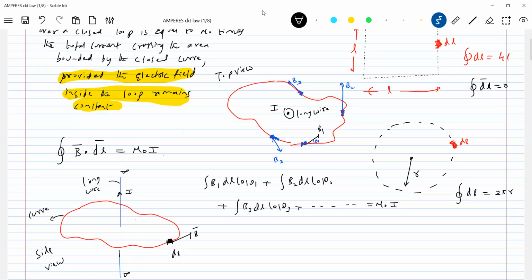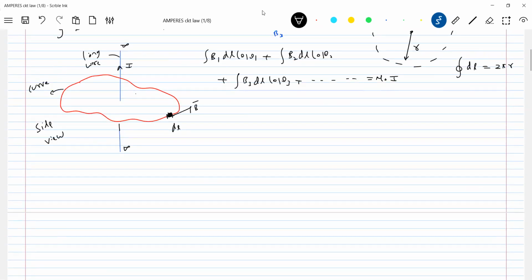Now we'll take the next condition. If there's a closed path, let me take the closed path as a circle itself. So there are two current carrying elements. One is I1, and there is I2.